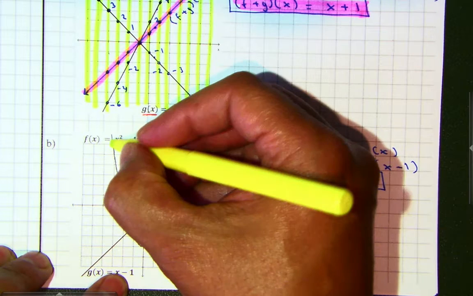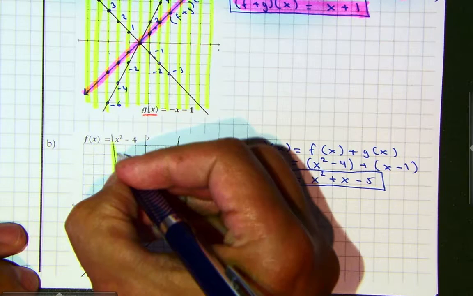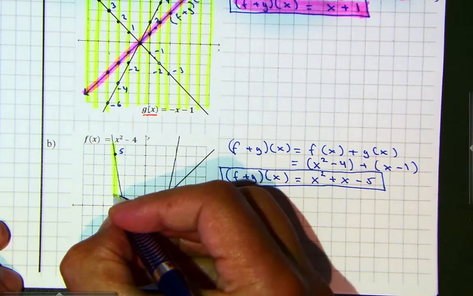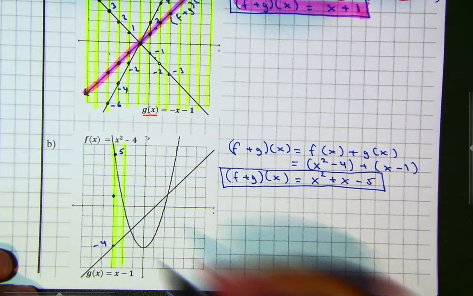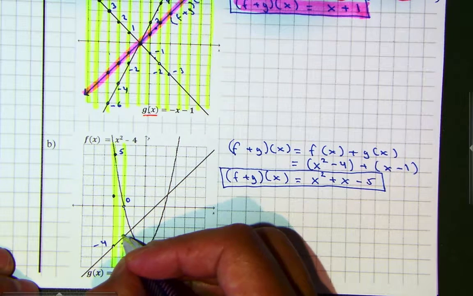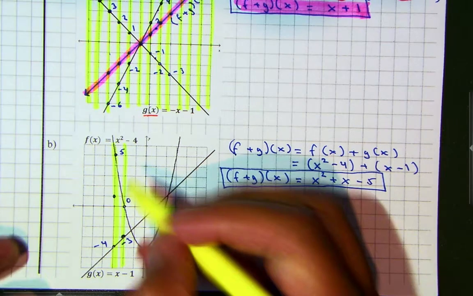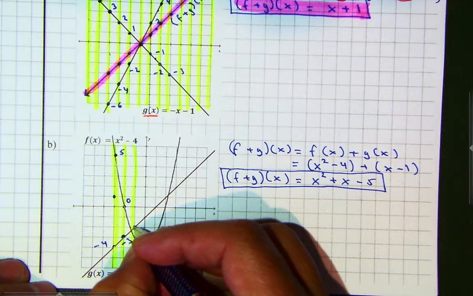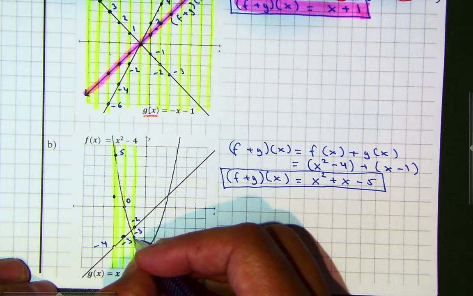So the first point that we can add is this one here, at -3. The y value is 5, and the y value is -4. 5 plus -4 is 1. On the next one, the y value is 0, and the y value is -3. 0 plus -3 is -3. The next one, the y value is -2 and -3. -2 and -3 gives me -5.